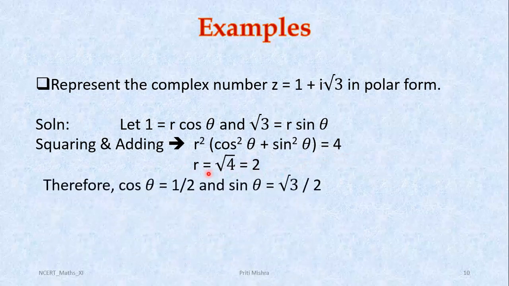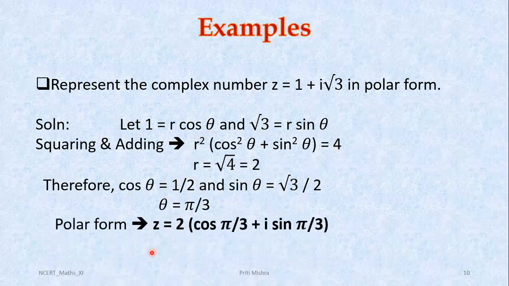Now we have to find the value of theta. As we have these relations, by putting the value of r in these two relations, we have cos theta equals 1 by 2 and sin theta equals √3 by 2. Then theta is pi by 3, because we need to check at which angle the value of cos is 1 by 2 as well as the value of sin is √3 by 2. Because both values are positive, we consider theta as lying in the first quadrant. So the value of theta will be pi by 3 here.